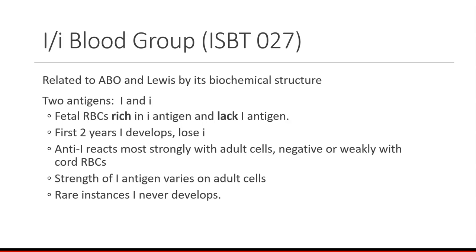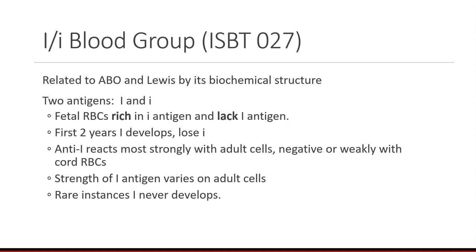There are two antigens, big I and little I. Fetal red cells are rich in the little I antigen, and they lack the big I antigen. In the first 2 years, the big I develops and they lose the little I. Anti-I reacts most strongly with adult cells because, for the most part, except for the rare little i adult, all adults have the I antigen.